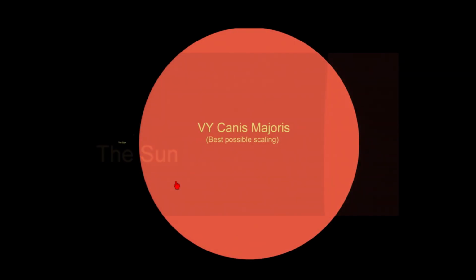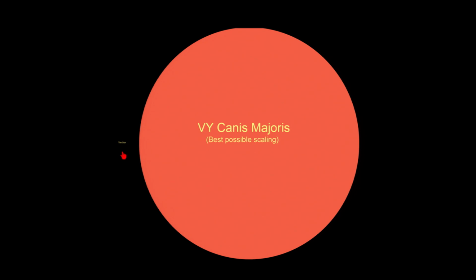Now I'll warn you, the sun is going to be almost impossible to see, but let's do this. So if you look very carefully, the sun is right there. There's the label, the sun. And the largest known star to astronomers is VY Canis Majoris, and it is just absolutely huge. It's hard to even imagine a star that would be this big in comparison to our sun.